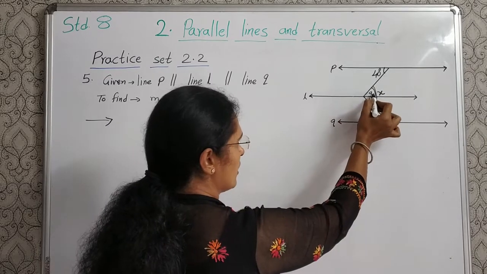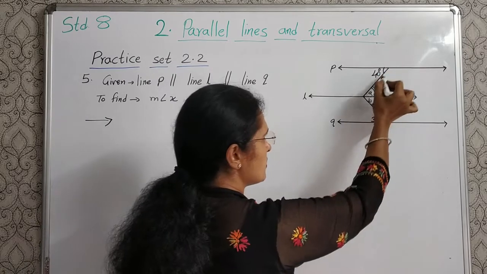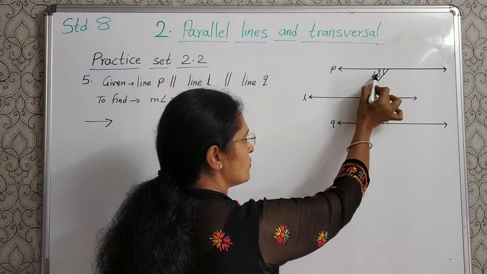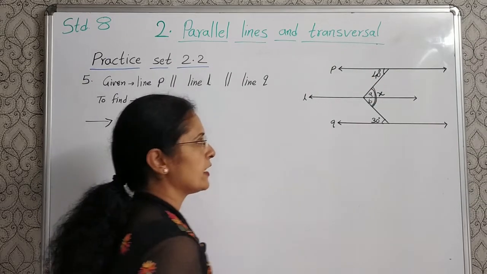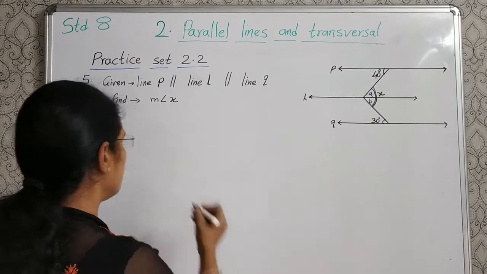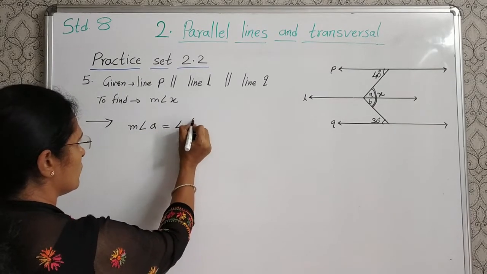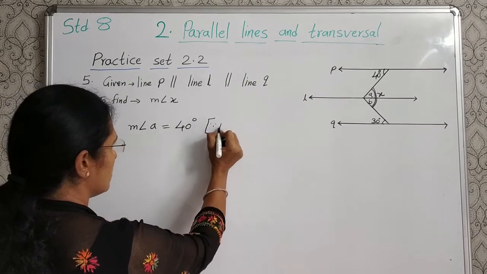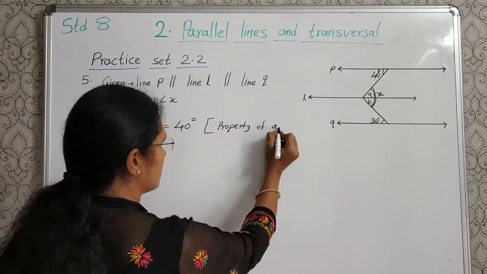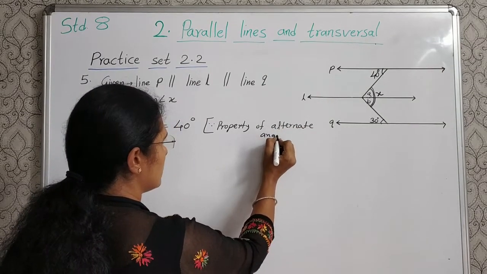Now to find A, line P is parallel to line L and this is the transversal. So angle A and this angle whose measure is given 40 degree are alternate angles, so they are equal and therefore measure angle A is equal to 40 degree. We can write the reason here, property of alternate angles.